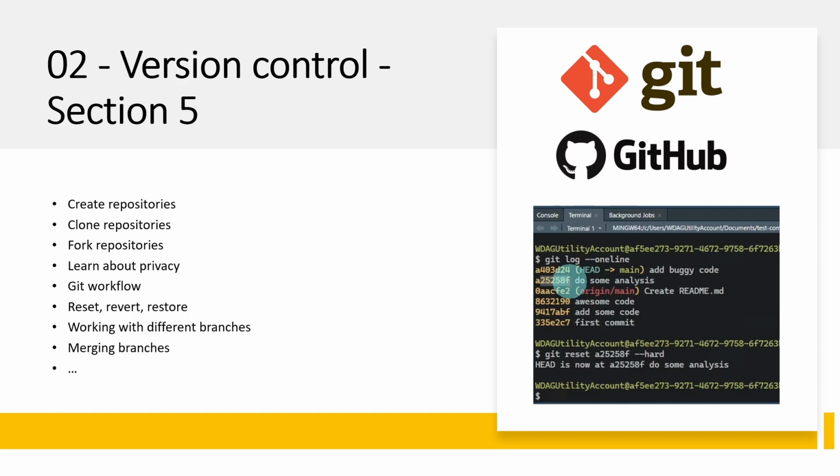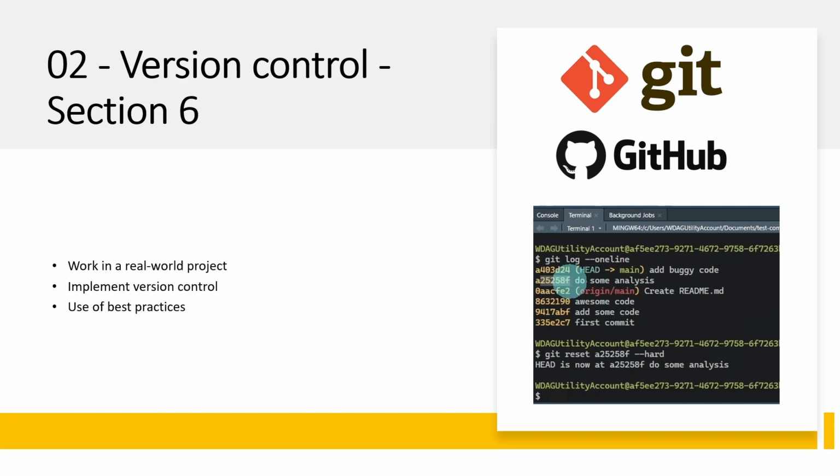In section number 5, we will dive into Git and GitHub, and we will start creating repositories and cloning repositories. We will see different ways of doing so. We'll see also how to fork repositories. We will learn how privacy works in Git and GitHub. We will talk about the most common Git workflow and use the most typical Git commands such as git add, git commit, push, pull, and so on. We will see also how to use these three commands, which are reset, revert, and restore. We'll have some videos about working with different branches, and also we will see how to merge branches, and we will see this and more.